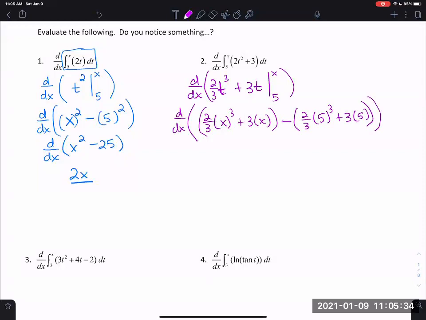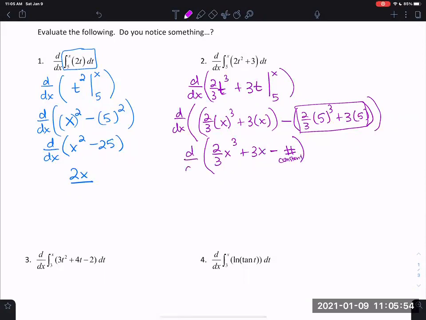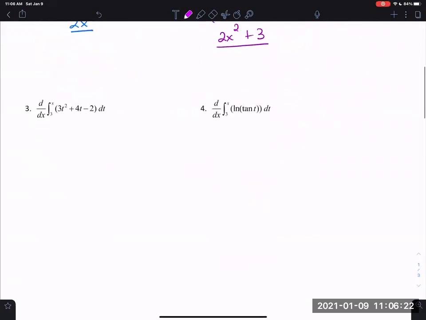Wow, seems like a lot of stuff, huh? 2/3 x cubed plus 3x, that's not too bad. Minus, now I'm pausing for a second because all of this is some large number. We're going to get a number here. Why am I doing that? It's a constant. If I'm going to take the derivative of this anyway, what would happen to that constant? It's 0. So when I take the derivative of 2/3 x cubed plus 3x minus some number, I end up with 2x squared plus 3. You might already be catching on to this. Okay, one last one for good measure.